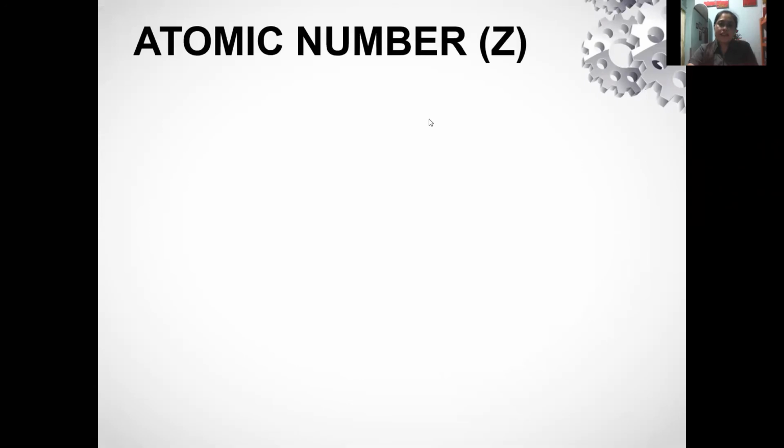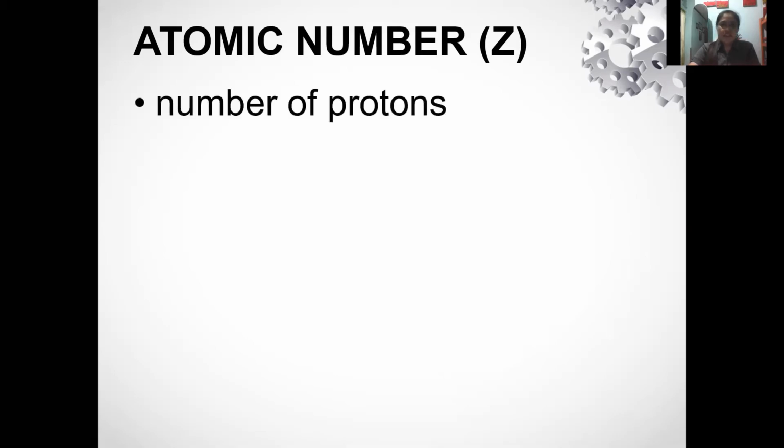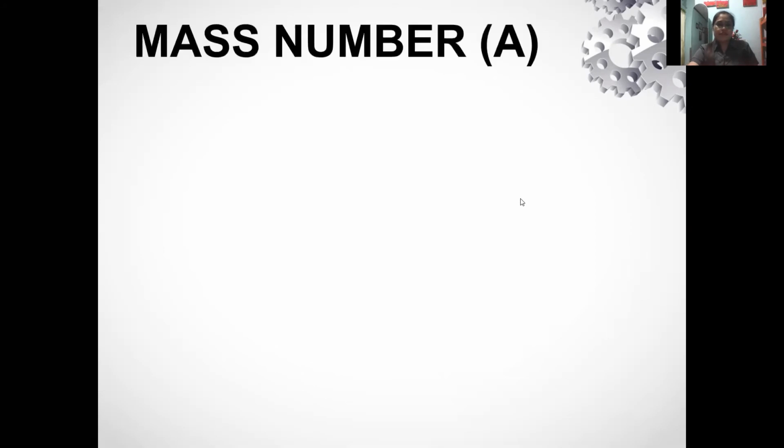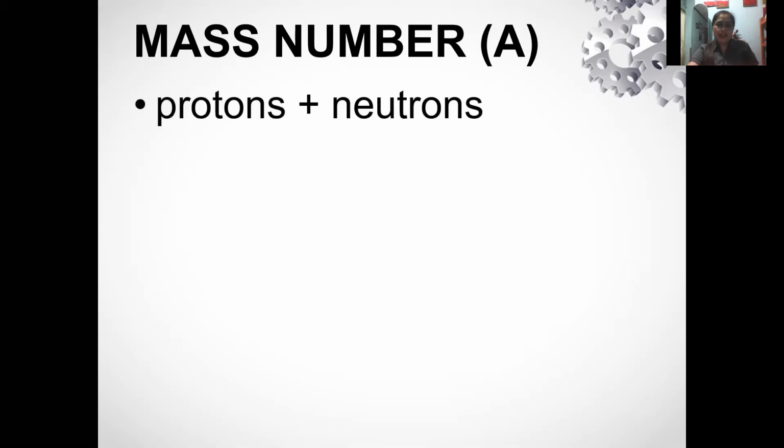So again, let's have a recap. When you say atomic number, our symbol for this is Z. It represents the number of protons. But again, in a neutral atom, the number of protons is equal to the number of electrons. Yung mass number naman, our symbol for that is letter A. It represents the number of both protons and neutrons.